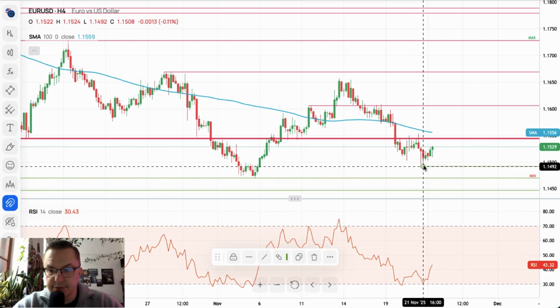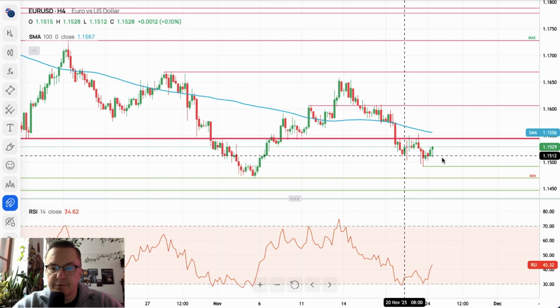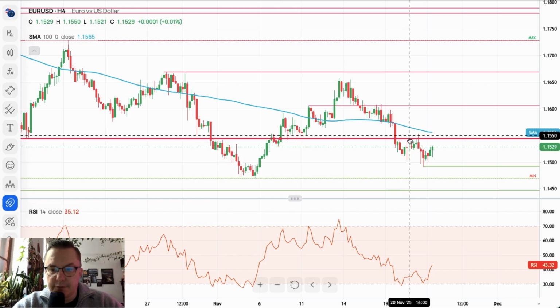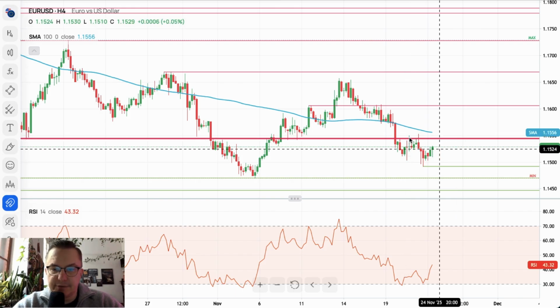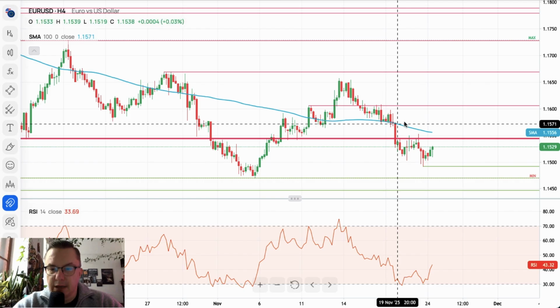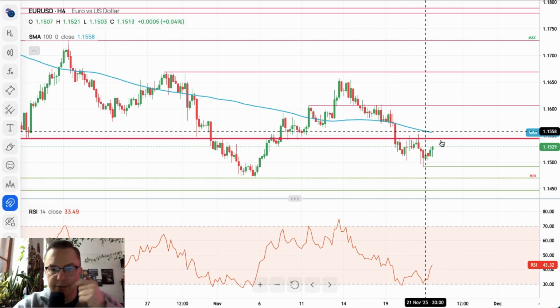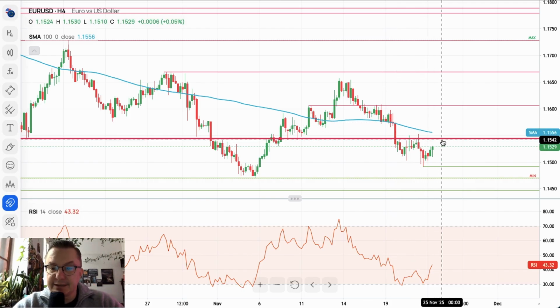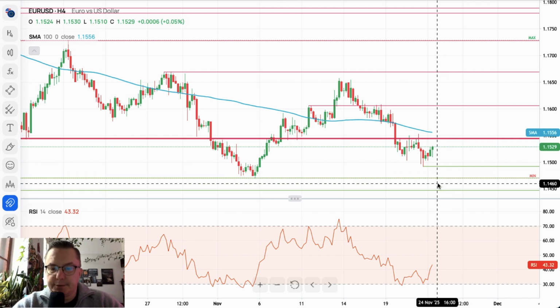Now the technical support is 1.1492, so it's like 11 pips below the range from Friday. From the upside, we got local highs at 1.1550. Nevertheless, we still trade below the 100 periods moving average and below the major technical resistance that needs to be violated if bulls want to move higher. So not much is going on here.